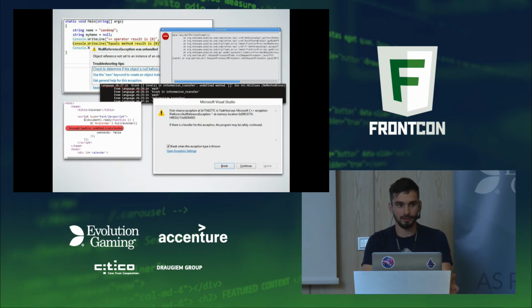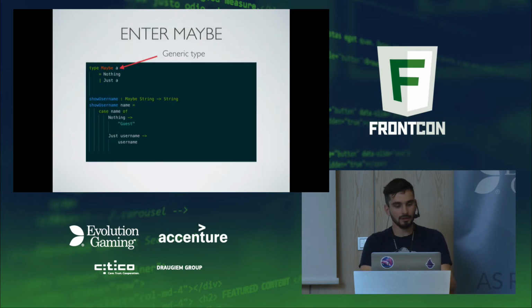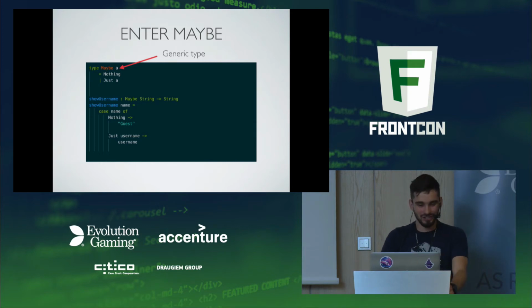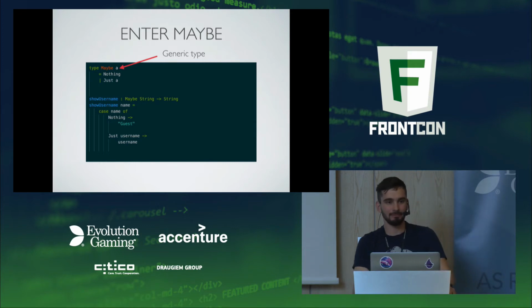And how does Elm solve this? Elm solved this with Maybe. It sounds fun, right? Maybe is a generic type, meaning that Maybe can be either Nothing or Just a specific type. In this case, we have a show username function that accepts a Maybe String and returns a string. Again, with the case statement, we unwrap it, and if it's Nothing, then we return guest, and if it's Just username, we return the username itself. So it's super simple.